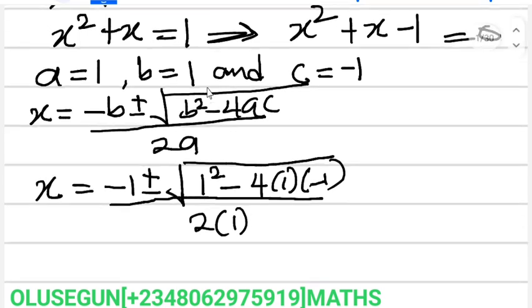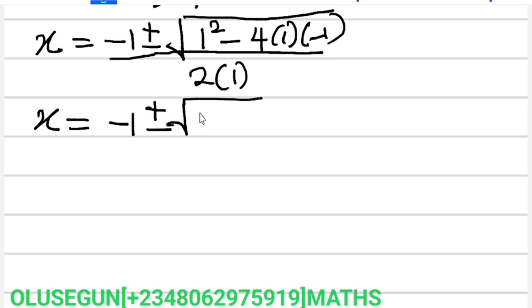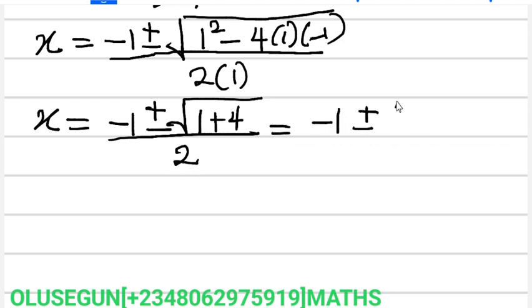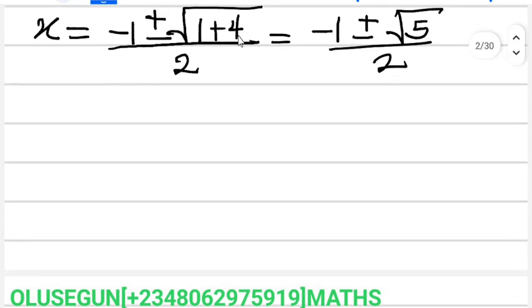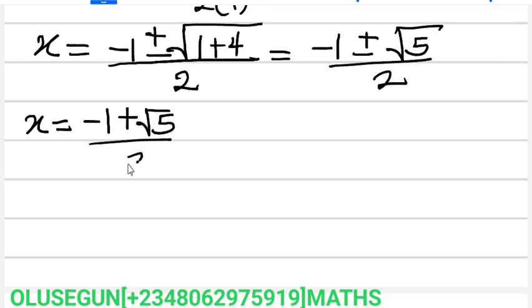So let's try to expatiate the value of x. So the value of x will now be minus 1 plus or minus square root of 1 plus 4, divided by 2, which will give us minus 1 plus or minus square root of 5 divided by 2. So the value of x has two values. We either have x is equal to minus 1 plus root 5 over 2, or x is equal to minus 1 minus root 5 over 2.